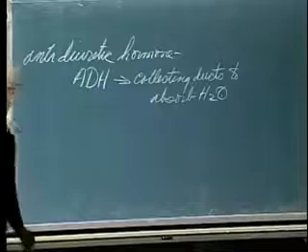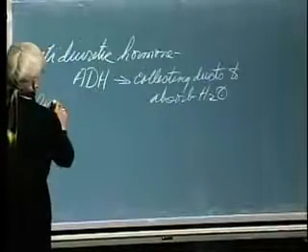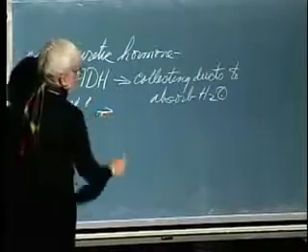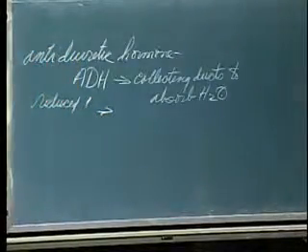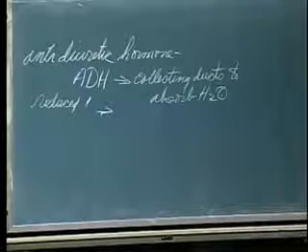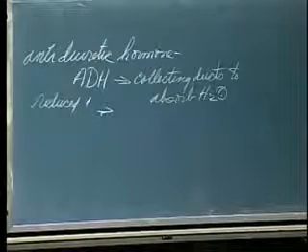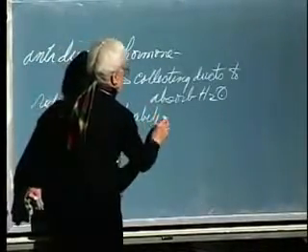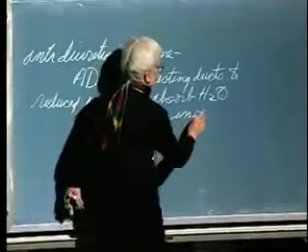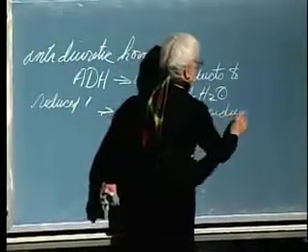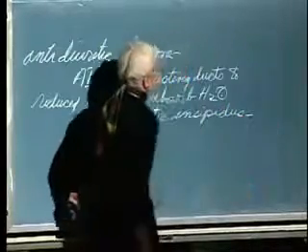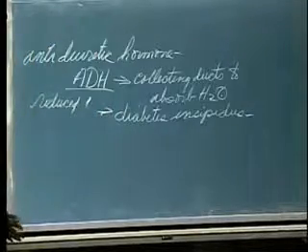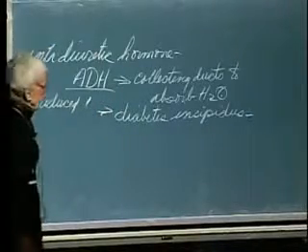And if we have reduced ADH, what disease do we develop? Diabetes insipidus. And what does that mean then? If this is antidiuretic, this hormone, we get rid of it, then we have diuresis, which is just excessive urination.